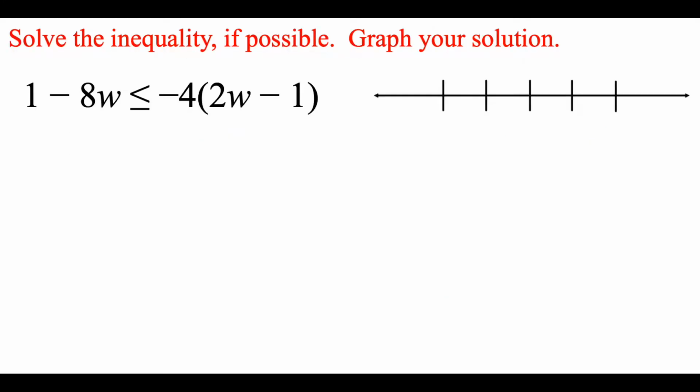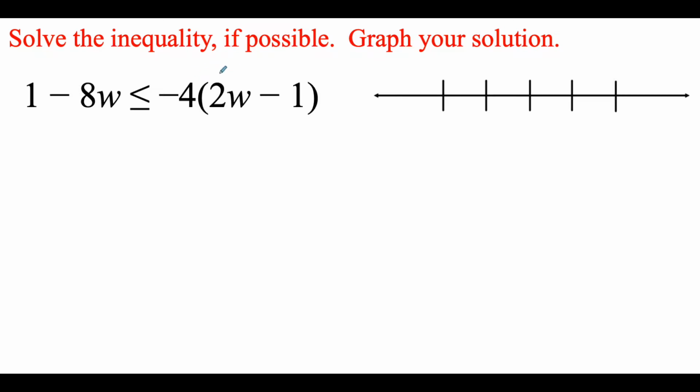Now there are a couple of special types of inequalities that we could run into as we're solving things, and I want to show you an example of each one of those. So on this one, we've got the inequality 1 minus 8w is less than or equal to negative 4 times 2w minus 1. So first thing I'm going to tell you is that something weird is going to happen as we're solving this one. We want to look for distributive property, and I see that negative 4 happening outside of the parentheses on the right-hand side.